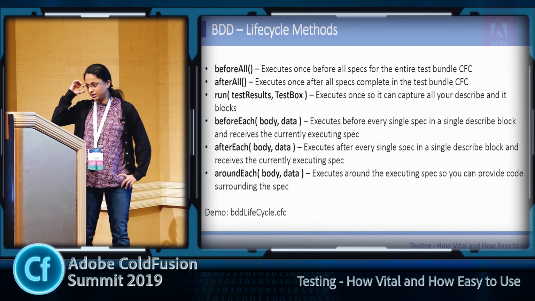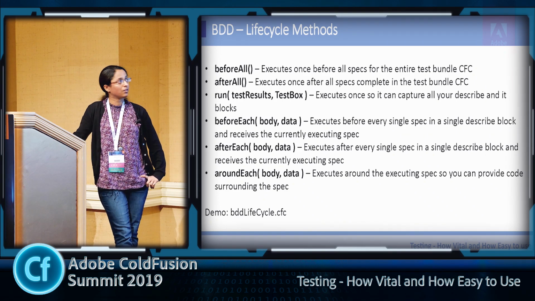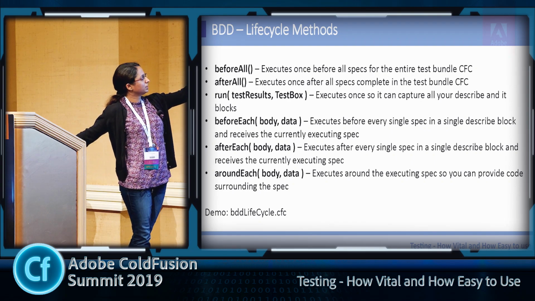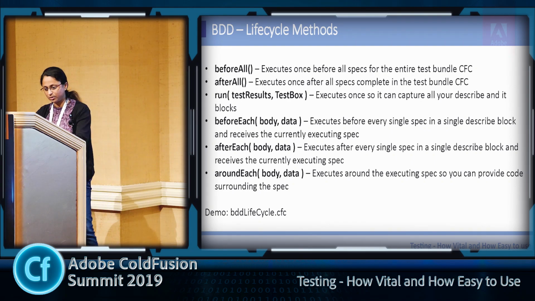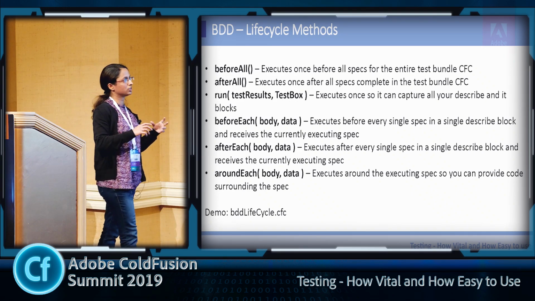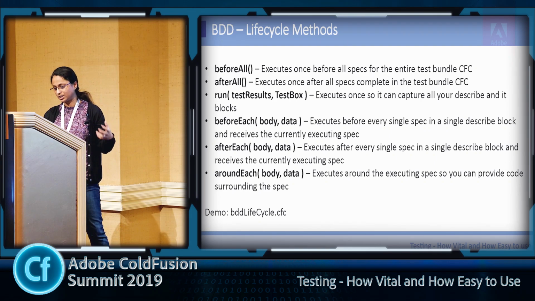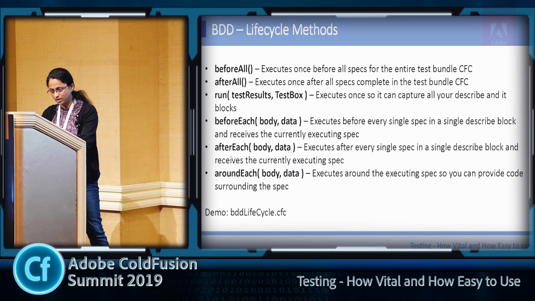So in BDD style of testing, in TestBox, we have all these lifecycle methods: beforeAll, afterAll, run, beforeEach, afterEach, and aroundEach. And I do have an example for that. So beforeAll and afterAll are like global methods and they run just once. beforeEach and afterEach run before and after every single specification in this describe block, and run is the method where all your actual test suites go. So let's just quickly look at the example.